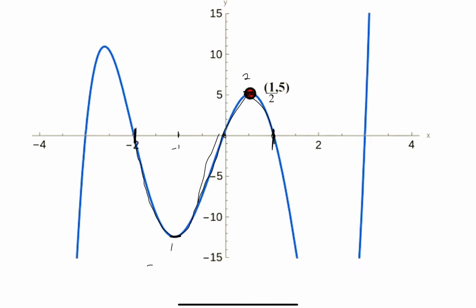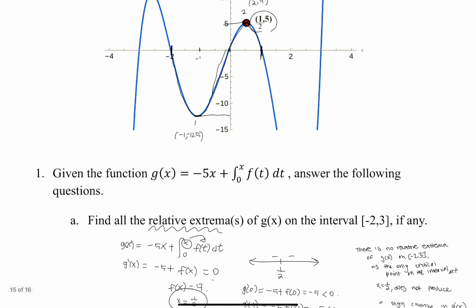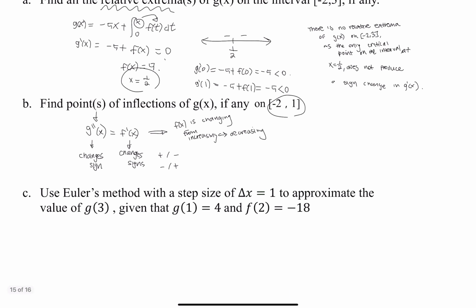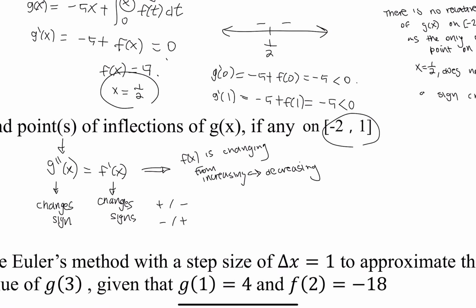One is at -1, and then that seems like -12.5. Okay, -12.5. And then we also have this one, 1/2 and 5. So those two will be our points of inflection because f of x, which is also f prime x, which is also g double prime of x, changes signs here. Okay.